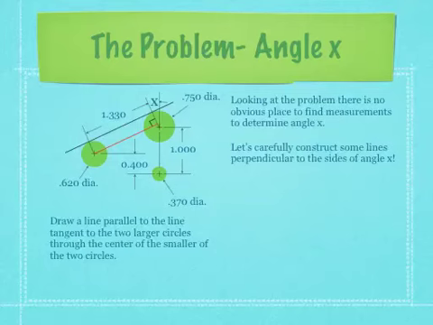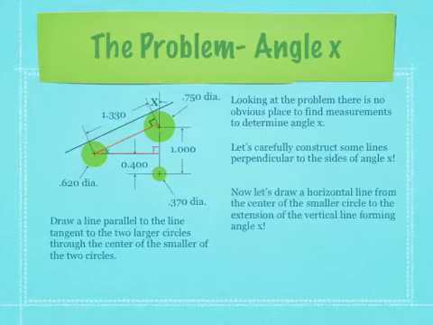Since that line's parallel, we know that the difference between the lengths of the two lines from the centers of the two circles is just the difference in the two radii. Next, we'll draw a horizontal line from that same circle to the extension line that forms angle x. Since those two lines that we've formed in red are perpendicular to the sides of angle x, they form angle x.